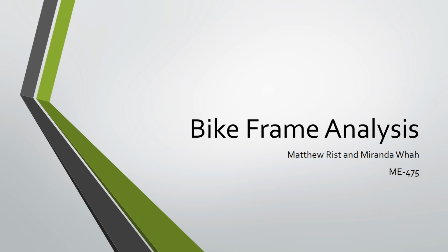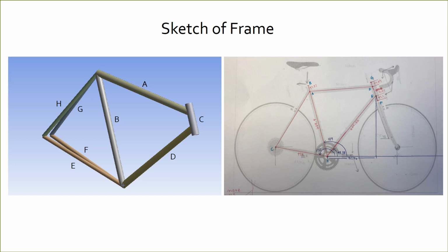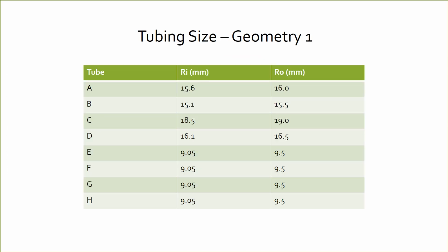Bike frame analysis by Rist and Miranda. The CAD model on the left was created using ANSYS line models with dimensions based on the sketch on the right. The letters on the CAD model link each tube to a set of tube measurements on the next two slides. For the first geometry, we use the following outer and inner radii for each tube.